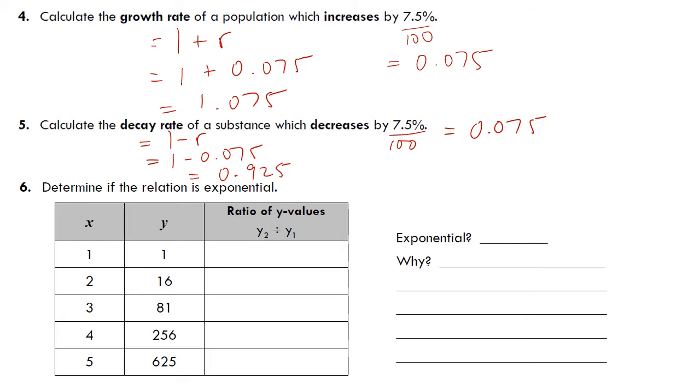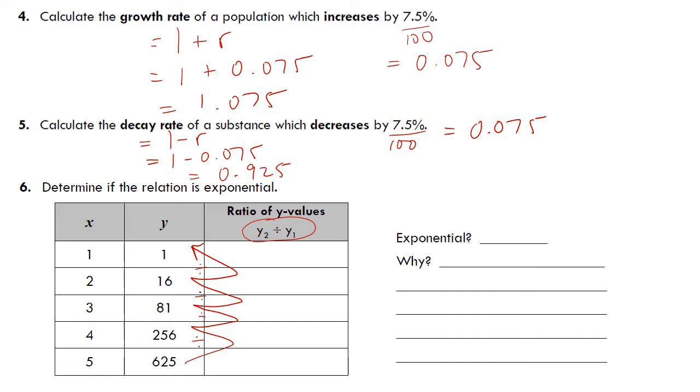Number 6, determine if it's exponential without graphing. I've even given you a huge hint here. I've told you to do ratios and do y2 divided by y1, which means start at the bottom, draw this little staircase accordion shape, and we don't subtract, we divide if we want to determine if something is exponential.